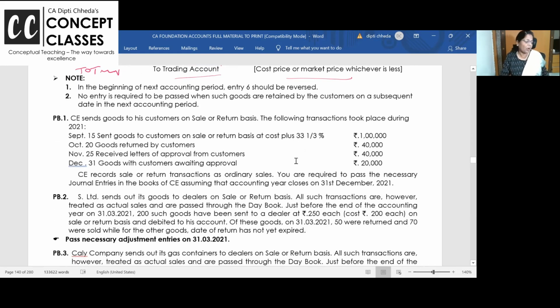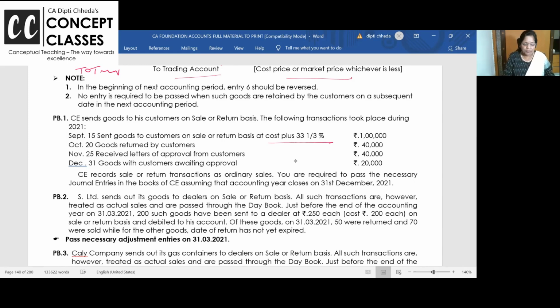Let us begin some problems from your study material only, which I have picked up. Let us do some problems and let us start writing the journal entries for 5 marks. Super scoring, it's worth sparing 1 hour to score 5 marks. C sent goods to his customer on sale on return basis. The following transactions took place. Goods are sent at cost plus 33 1/3. Making the equation, I have made a separate video also on YouTube called accounting equation. If you type Dipti Chheda, you will get it.